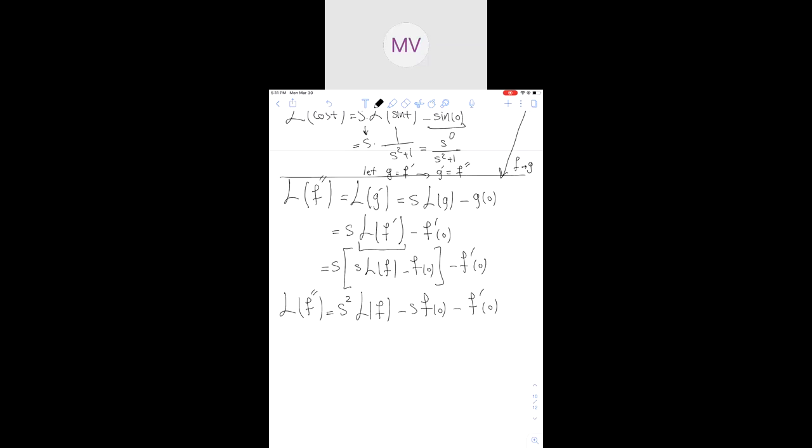And there's a nice pattern. In fact, if you apply this same thing to the third derivative, you'll see this pattern. It's going to be s cubed Laplace of f minus. Someone tell me what the next term is.